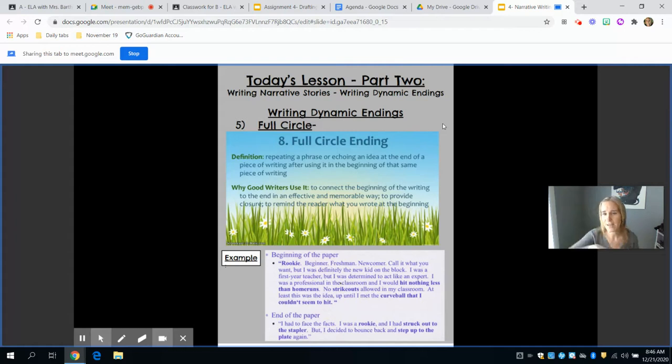But then at the end, they bring it back around to the idea of the rookie. So they said at the end, "I had to face the facts. I was a rookie and I had struck out to the stapler, but I decided to bounce back and step up to the plate again." So just the idea of using the same phrase or concept at the beginning that you do at the end. That's a full circle ending.